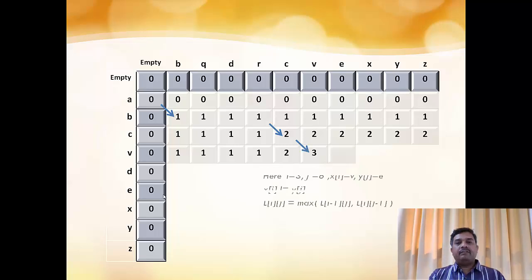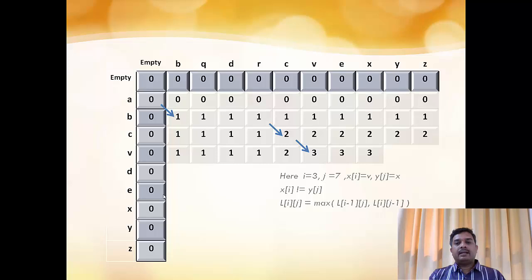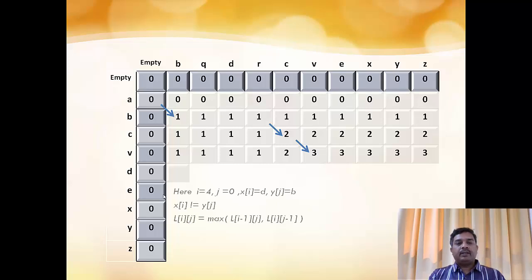The next element V and E, they are also not same, so take the maximum. Now V and X, V and Y, V and Z are not same, take the maximum. So the fourth row is also over. Now take the fifth row. I equal to 4, j equal to 0, xi value is D and yj value is B.